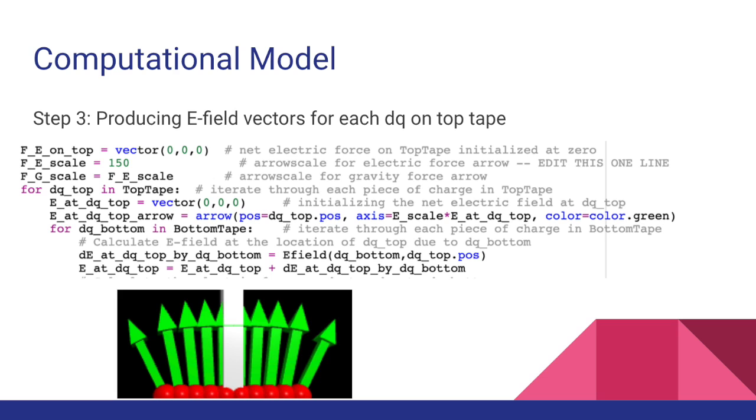The next step is to produce the electric field vectors at each point charge in the top tape. This portion of the code calls on the e-field function to produce an electric field vector at each of the point charges. The observation locations are the locations of the point charges on the top tape, and the sources are the individual point charges on the bottom tape. This portion of the code produces a green vector at each point charge. The vector for a specific point charge represents the sum of the electric fields acting on that specific point charge by each of the point charges on the bottom tape.